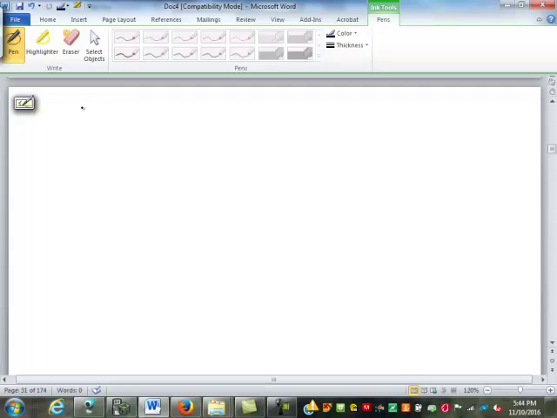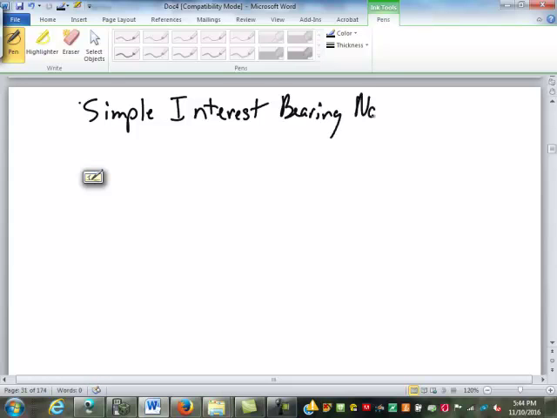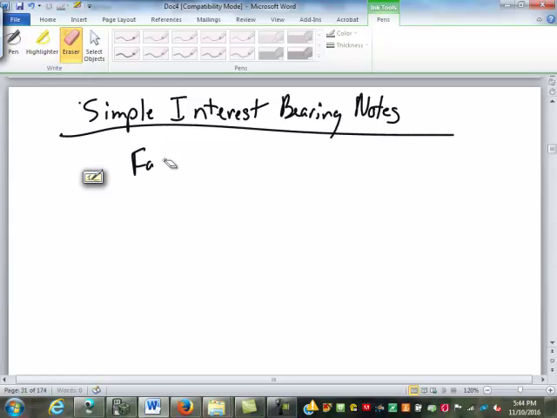Well, what we've been talking about there is what we call simple interest-bearing notes. And like we pointed out last week, the face value on a simple interest-bearing note is the principal, which is what you start with. And to that principal, you add the interest that gives you the maturity value.